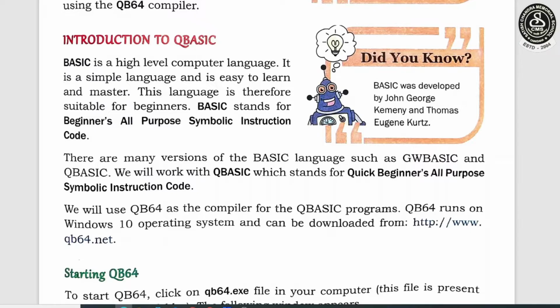So the basic programs, though Qbasic is a type of basic. The full form of BASIC is Beginners All-purpose Symbolic Instruction Code. Again, I'm telling you, Beginners All-purpose Symbolic Instruction Code, and we have many types of basic programs. It can be GW Basic and Qbasic, but in this chapter, in this class 6, we are going to learn Qbasic. That is Quick Beginners All-purpose Symbolic Instruction Code.